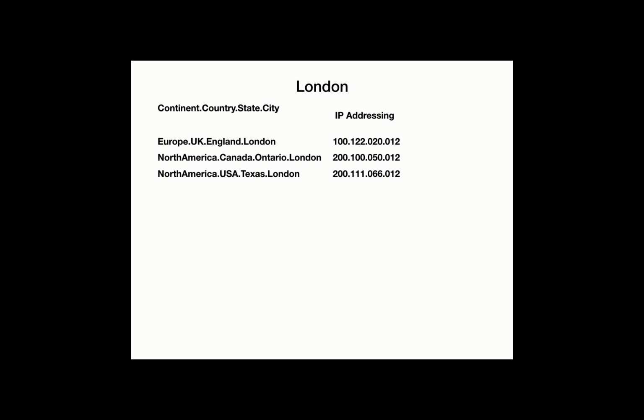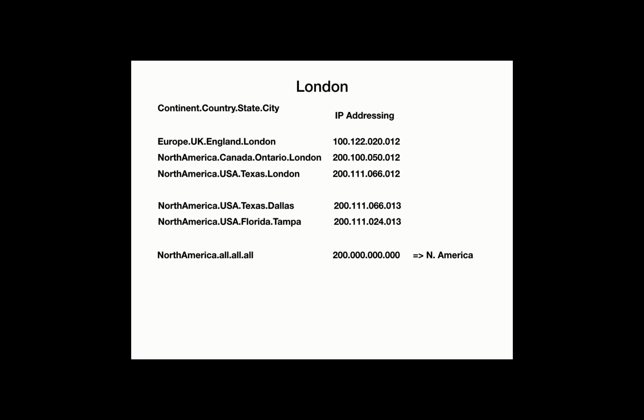And so London is the same city, and it's represented by 012, 012, 012. Texas, I'm using the same numbers. For Dallas and Tampa, I'm using the same number to illustrate they are under different states, so they can have the same codes, but it doesn't mean it's the same code.